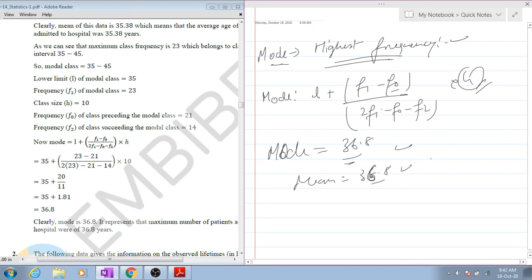Question number 2 will be given as homework. I hope you have understood this numerical, and let me know if you have any further problems.